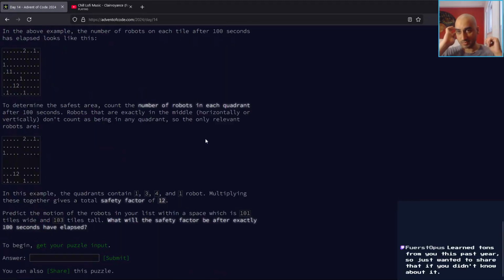Learned tons from you this past year, so I wanted to share that if you didn't know about it. Yeah, I did know about it, but thanks for that. But I did only know about it in recent years. I think I often used to just do the two operators separately.